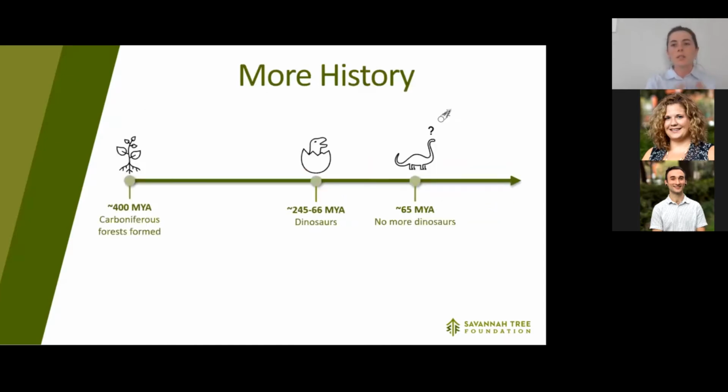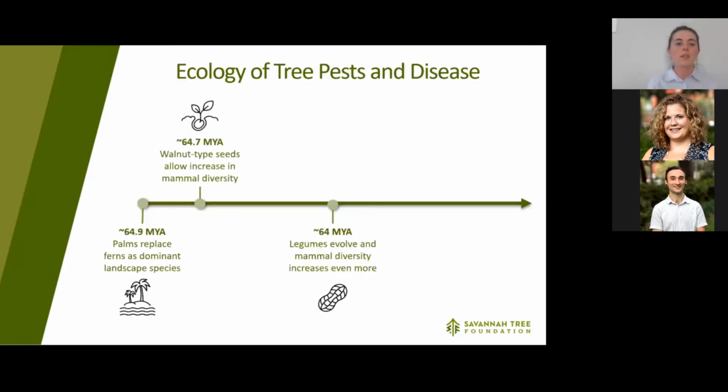And so to put it into a little bit more context, there is way more history of trees. 400 million years ago, there was a Carboniferous forest, and then 245 to 266 million years ago, there were dinosaurs that again had that kind of predator-prey, or I guess just predation, interactions. Thankfully, trees don't prey on things. And then 65 million years ago, obviously, we all know that an asteroid hit, no more dinosaurs, but there were these small mammals that fed on a lot of the seeds, and that created more tree diversity. So palms started to replace ferns as a dominant landscape species.